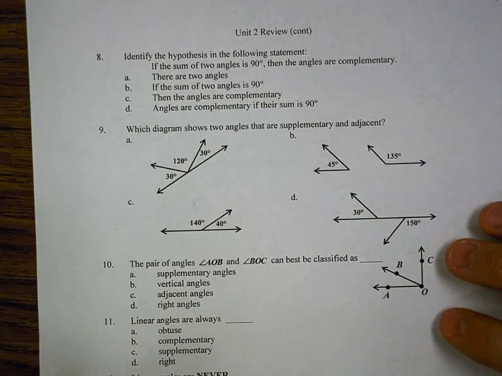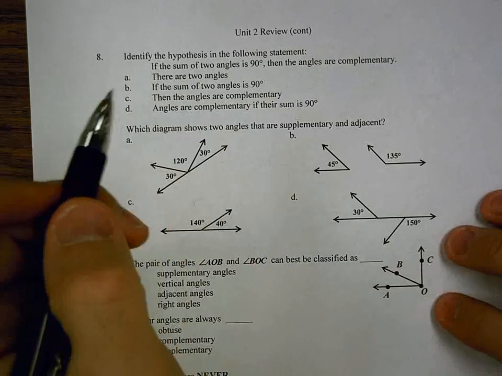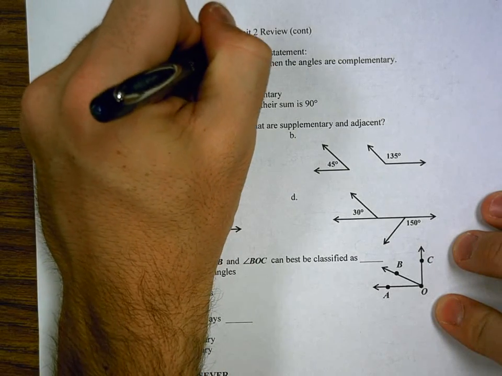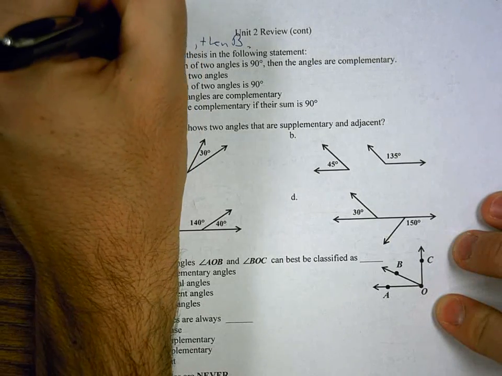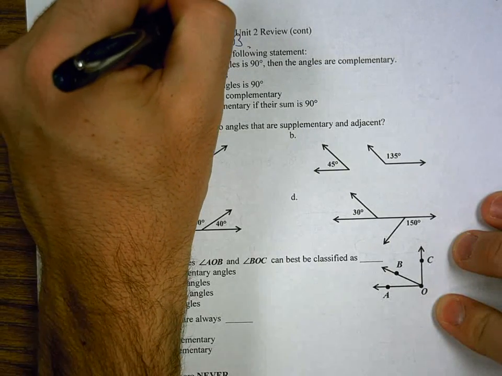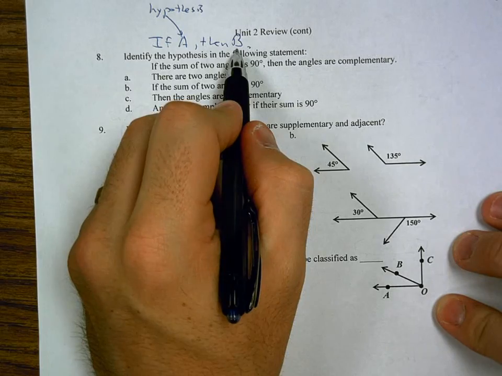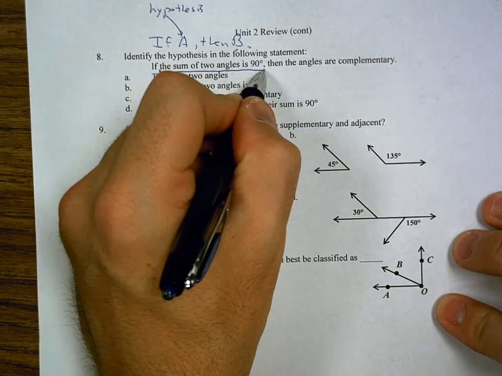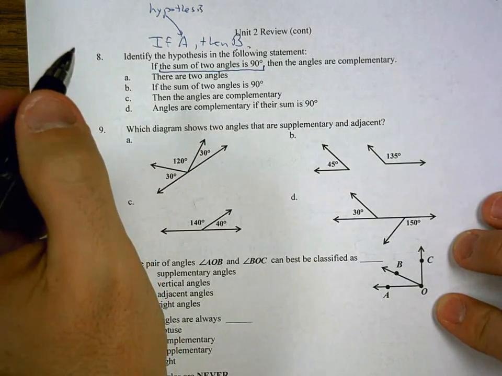Okay, on number 8, identify the hypothesis in the following statement. If we go back to conditional statements, if A, then B. The first portion is the hypothesis. The second portion is the conclusion. So our hypothesis here is the sum of two angles is 90.